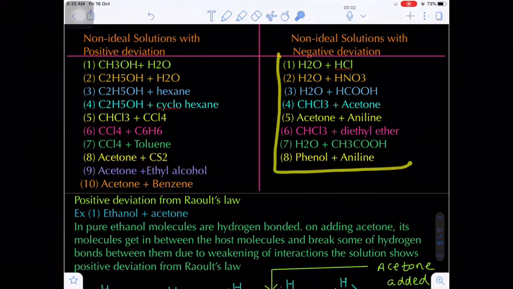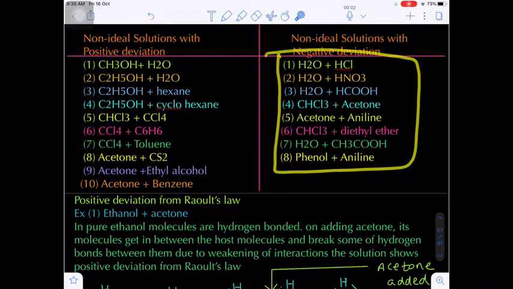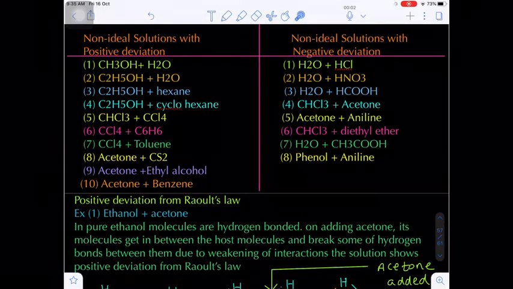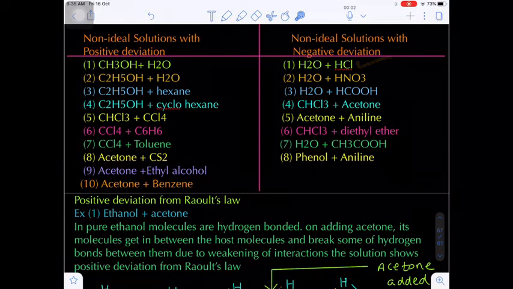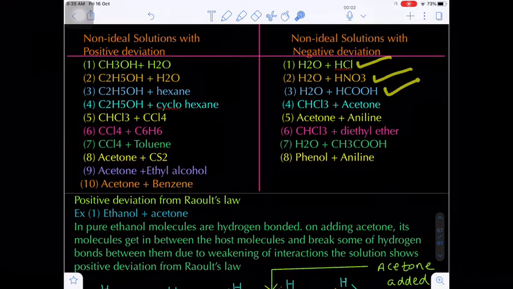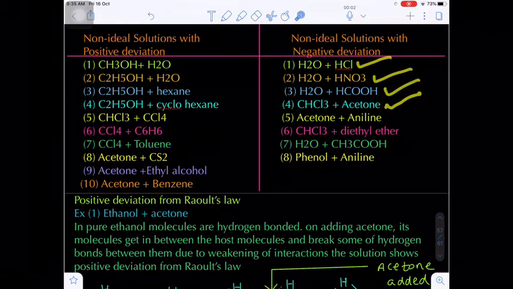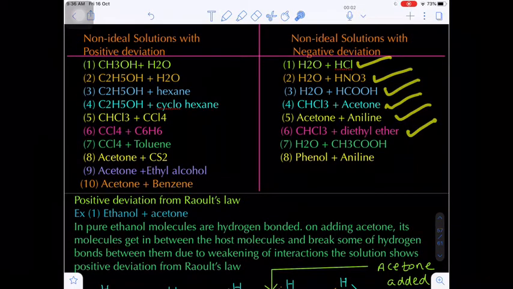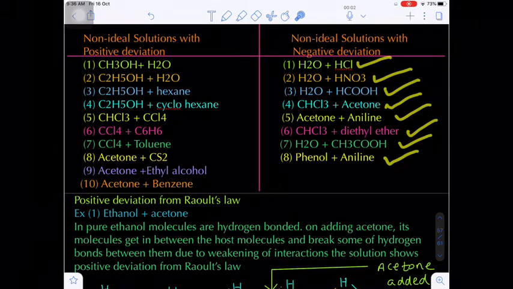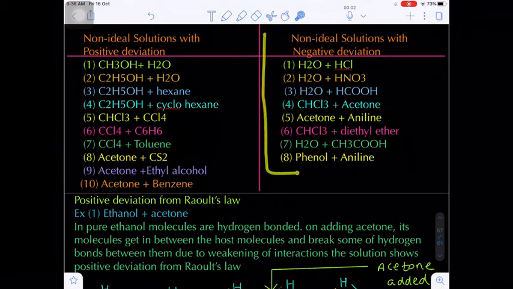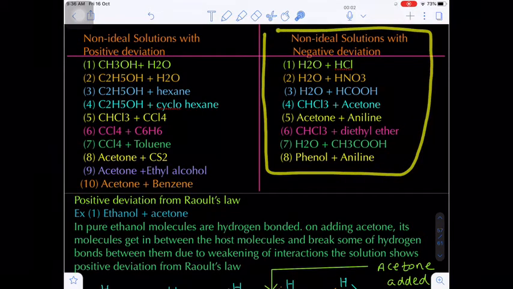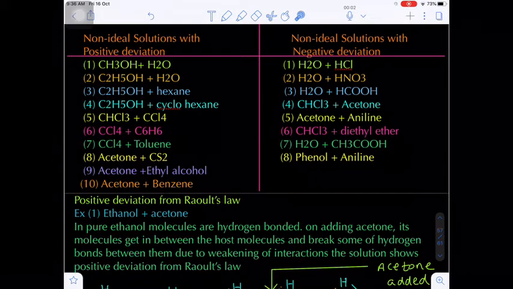Okay, and coming to the right hand side, the non-ideal solutions showing negative deviation from Raoult's law. Examples: water plus HCl, water plus HNO3, water plus formic acid, chloroform plus acetone, aniline, chloroform plus diethyl ether, water plus acetic acid, phenol plus aniline. So these are the examples regarding the non-ideal solutions which show negative deviation from Raoult's law.